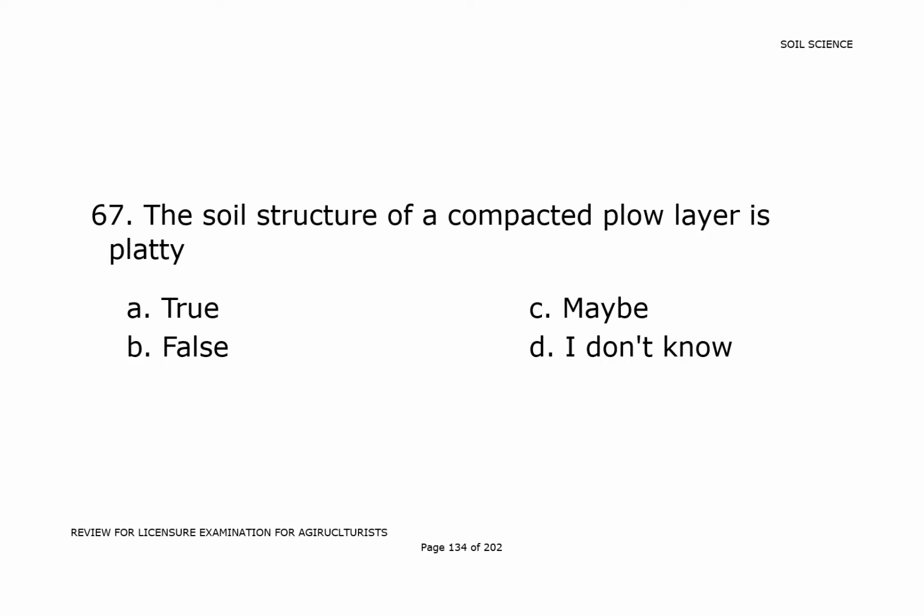The answer is true. Number 67. The soil structure of a compacted plow layer is platy. A. True. B. False. C. Maybe. D. I don't know.